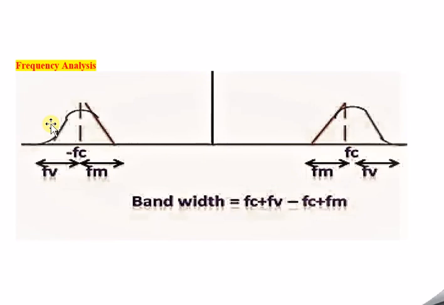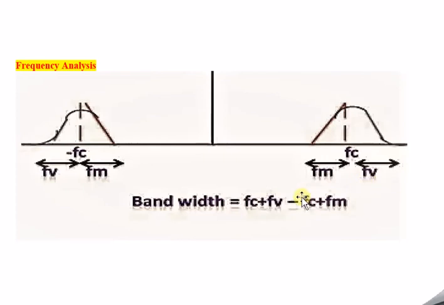What is the definition? We are passing one sideband along with the vestige of another sideband. Vestige means only part of this sideband, not the entire sideband. This is one sideband, this is another sideband. So one sideband along with the vestige of another sideband means part of this sideband we are going to transmit. Here this is minus Fc, this is plus Fc, and Fv and Fm. Fm is the modulating frequency, and Fv is the vestigial frequency.